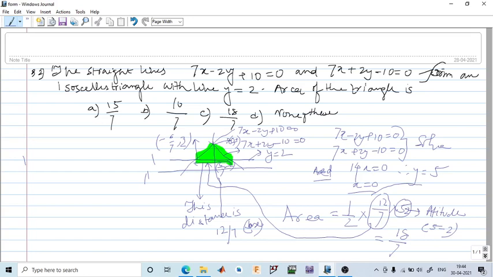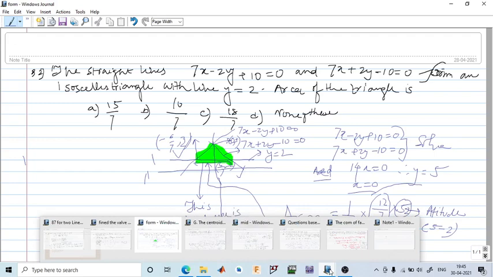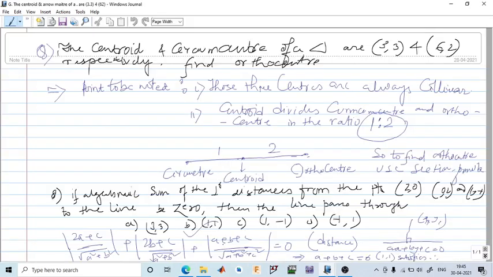How did you get this coordinate and this coordinate? Solve y equals to 2 and this equation, you will get this coordinate. Solve y equals to 2 and the other equation, you will get this coordinate, right? That's nothing more, but the concept you must clear. So let's go to the next problem.